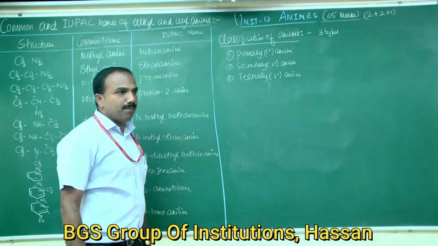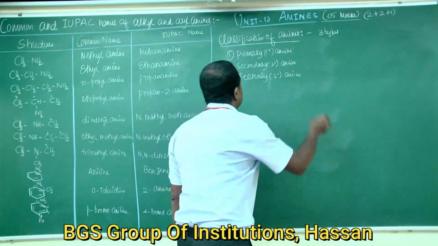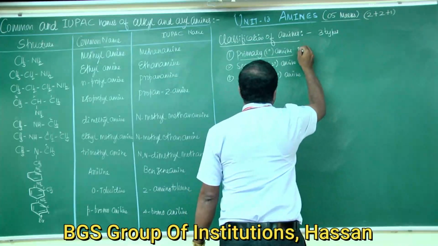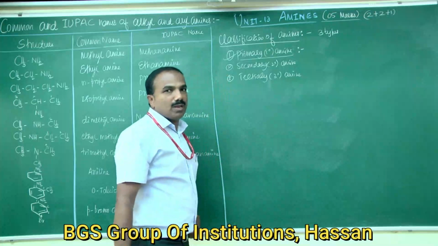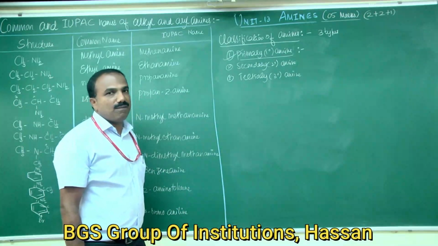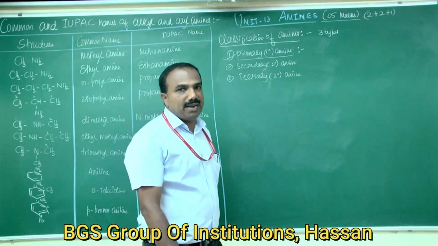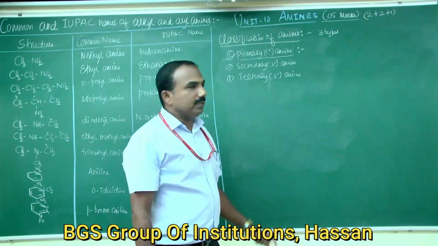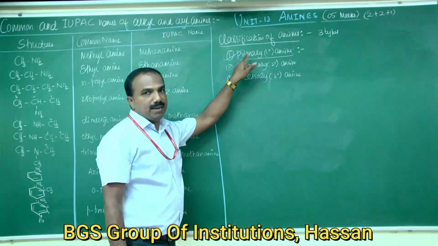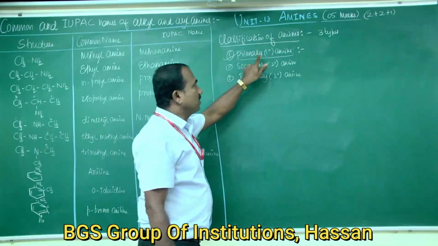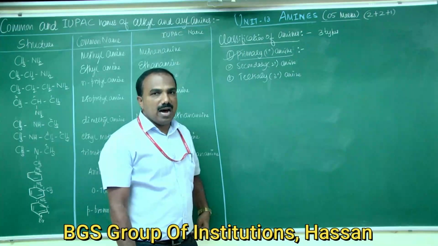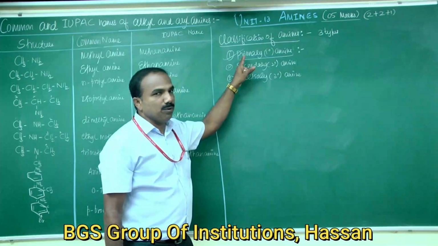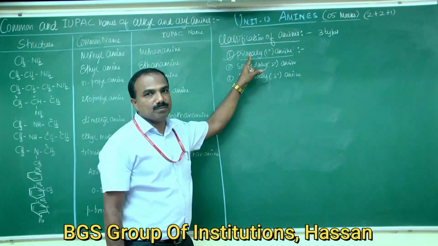So these are the three important classifications of amines. The first one is primary amines. If one hydrogen atom of ammonia is replaced by alkyl or aryl groups, then that amine is said to be a primary amine.